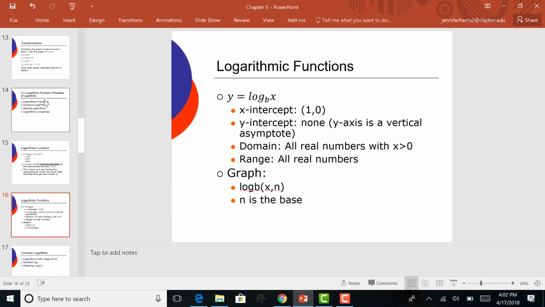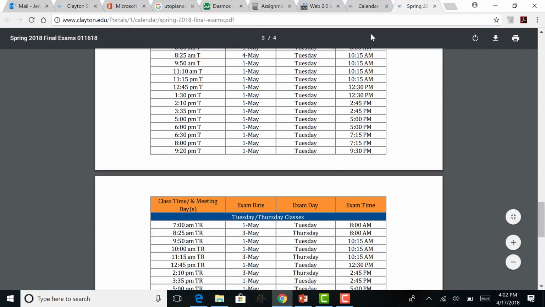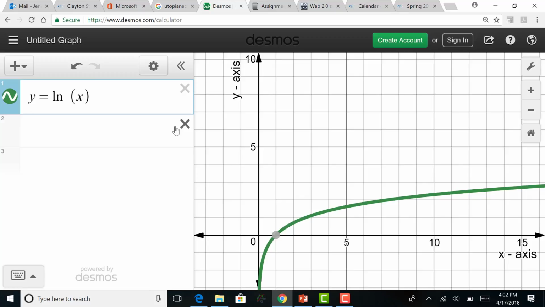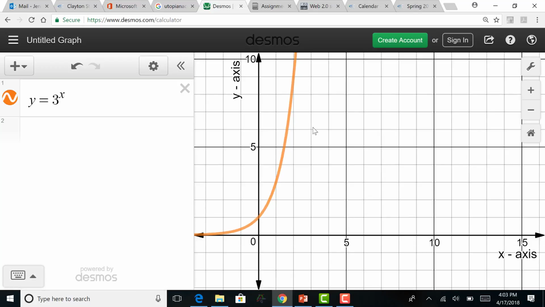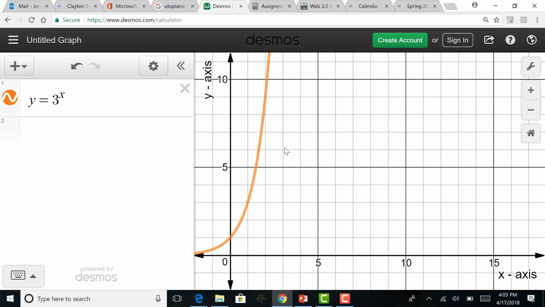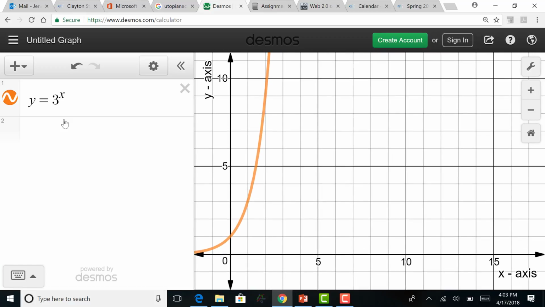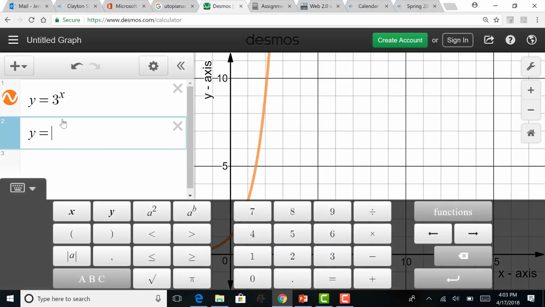So if you go to Desmos and put y equals 3 to the x power. So let's go there. Desmos is here. Let's delete that one. Y equals 3 raised to the x power. There's your graph. We okay? Alrighty. What if I put in the inverse of that? Here's the inverse. Y equals log. I just literally type log.